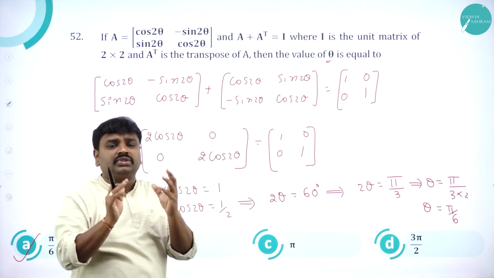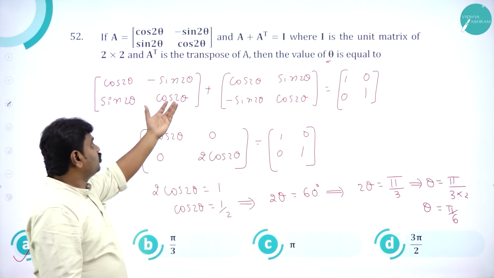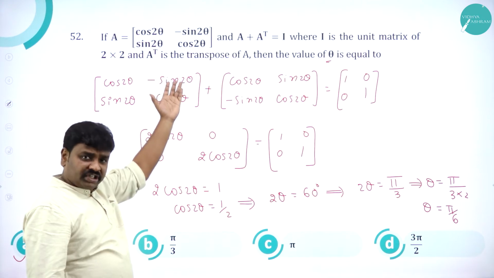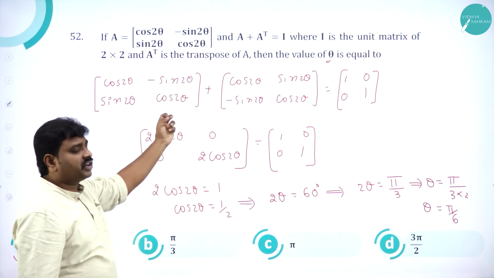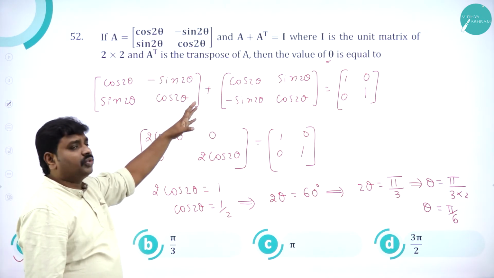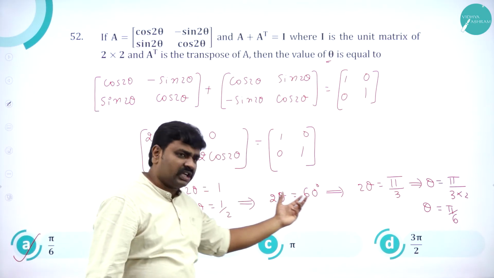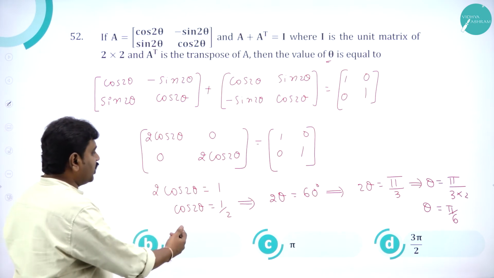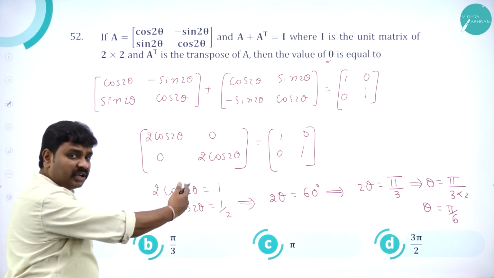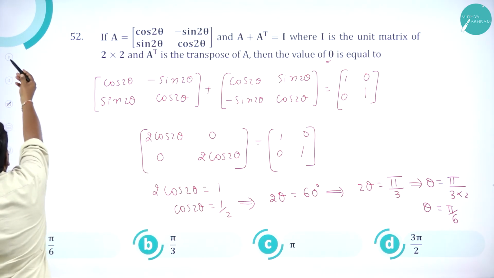There is no magic or shortcut here. If you know the transpose of a matrix, transpose means change rows to columns. Addition of matrices: you add the corresponding elements. And equality of matrices: if two matrices are equal, then the corresponding elements are equal. Solve it and you'll get it. Trigonometry basics and matrices basics, if you know, you can do it. Next.